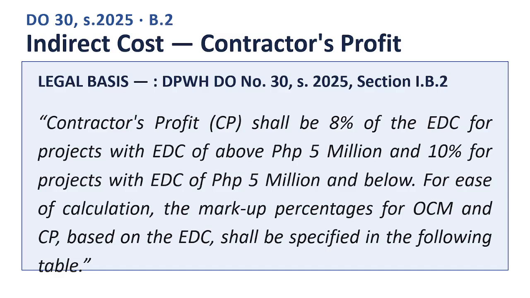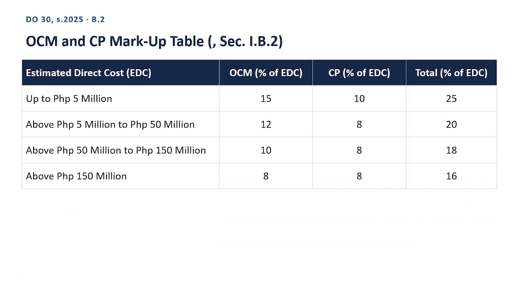this entire guide, so listen carefully to the 4 brackets and how the percentages shrink as the estimated direct cost grows larger. Next slide. OCM and CP markup table, exact, section IB2. This table reads as follows. Estimated direct cost, EDC, up to Philippine pesos 5 million, OCM, percent of EDC, 15, CP, percent of EDC, 10, total, percent of EDC, 25.